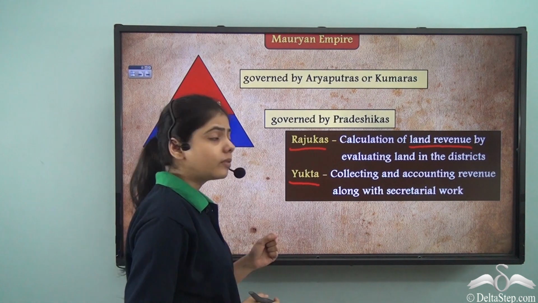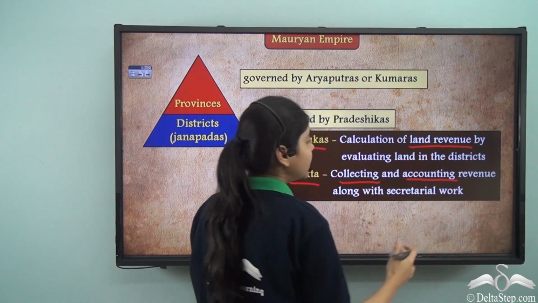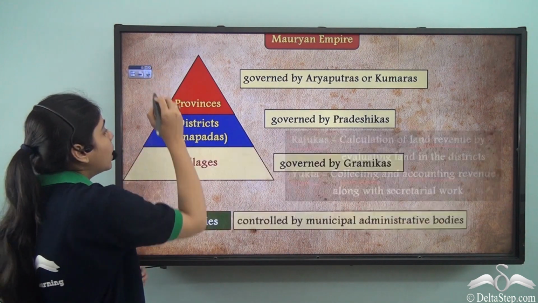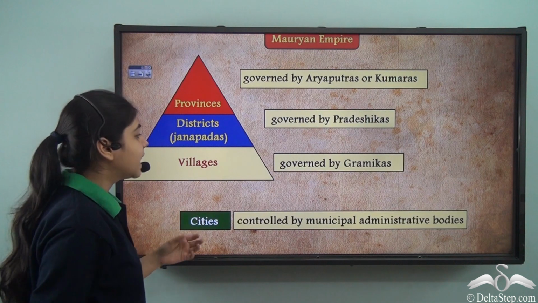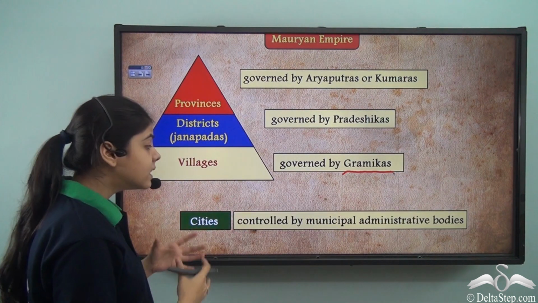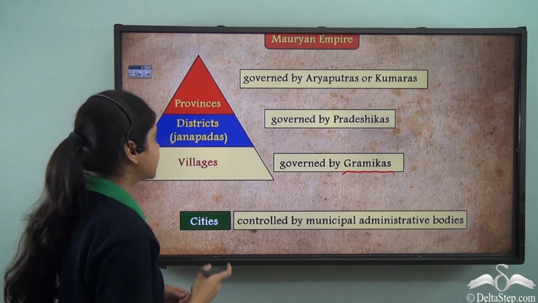What was the function of this Yukta? The Yukta used to collect and account the revenues, and they also had some secretarial work. Now, the districts were further divided into villages which were governed by the Gramikas, and there were cities which were under the control of the municipal administrative bodies.